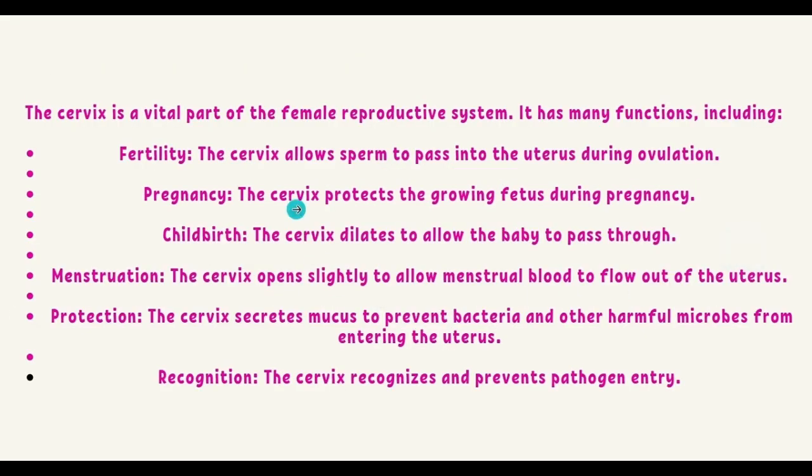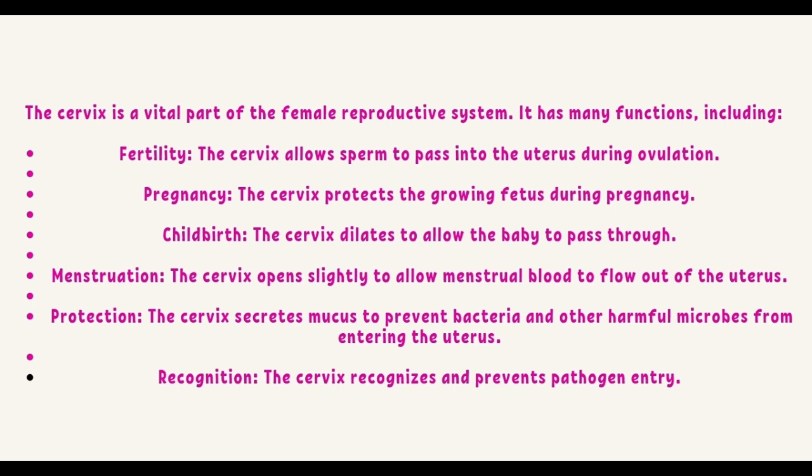Right, so then let's talk about the cervix. It's a vital part of the female reproductive system. It has many functions, including fertility, pregnancy, childbirth, menstruation, and also protection. As it relates to fertility, the cervix allows the sperm to pass into the uterus during ovulation. In pregnancy, the cervix is what protects the growing fetus. During childbirth, the cervix dilates to allow the baby to pass through, as in them pushing out the baby, right?